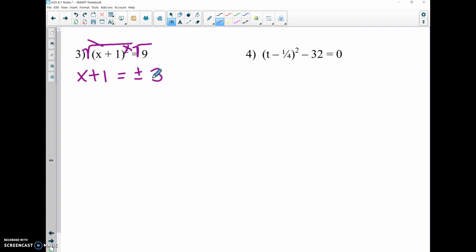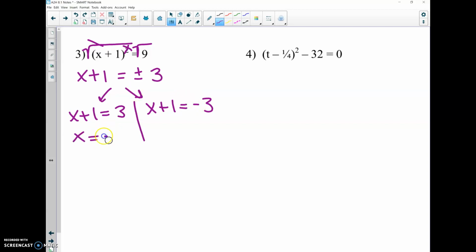That's plus or minus 3. That means positive 3 or negative 3. Instead of trying to subtract 1 and being confused with plus or minus, I'm going to rewrite this as two equations. x plus 1 equals 3, or x plus 1 equals negative 3. Notice that 1 stays positive. Some people change that because they're confused by this plus or minus. This is talking about the 3. So our two possible answers for this are 3 minus 1, which is 2, or negative 3 minus 1, negative 4.